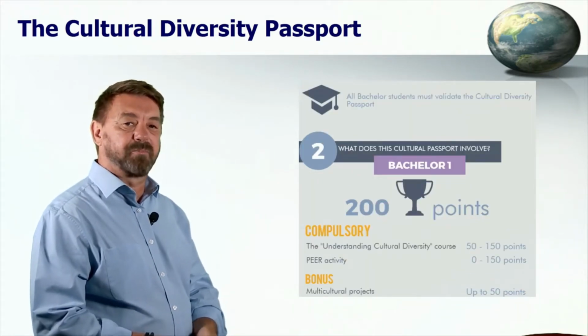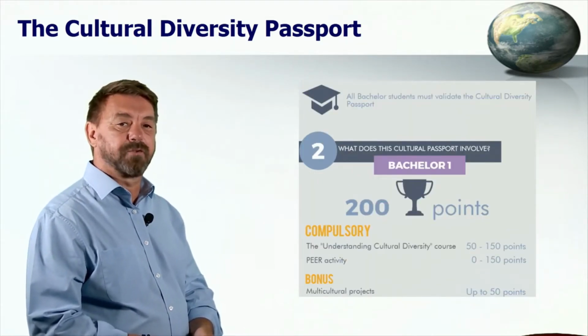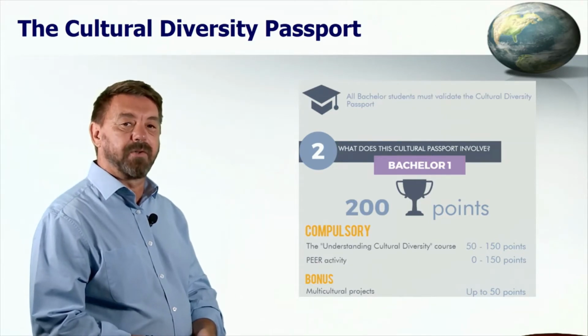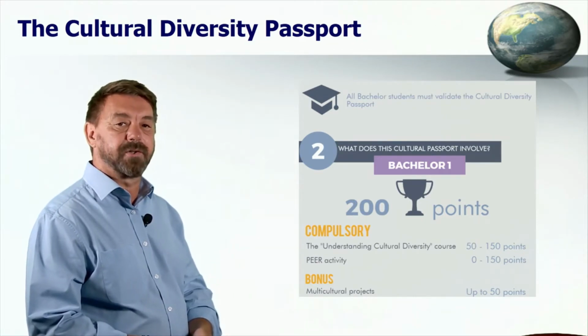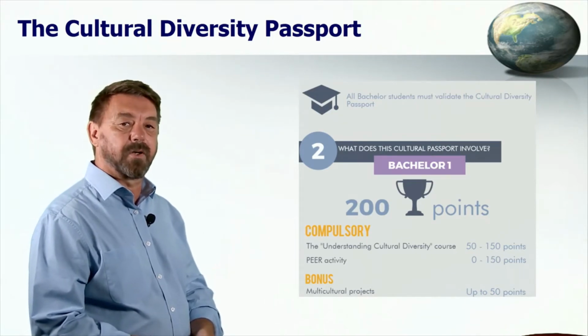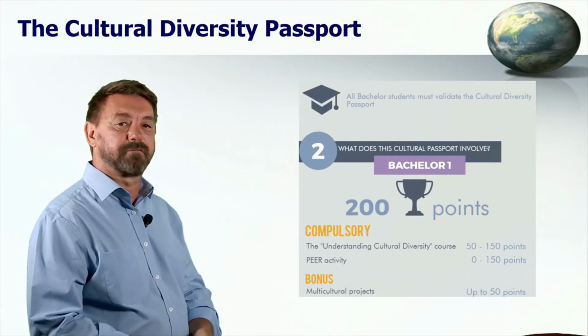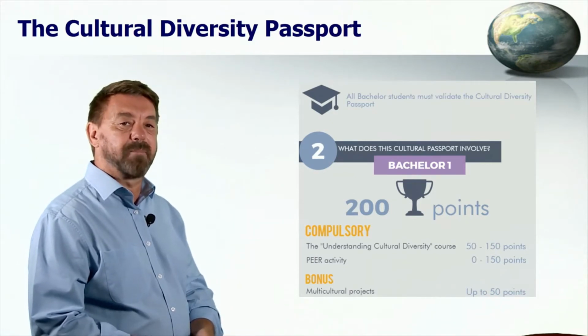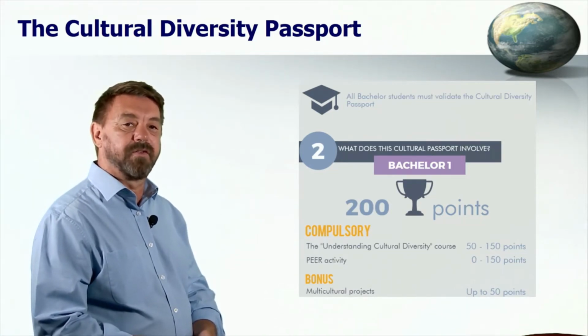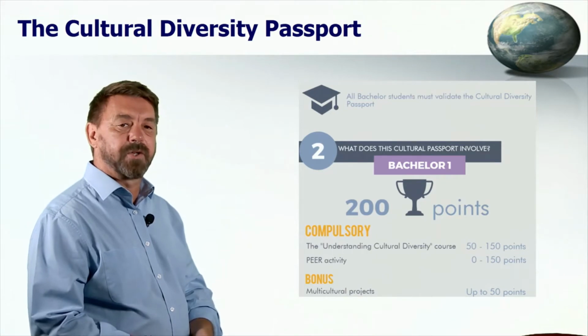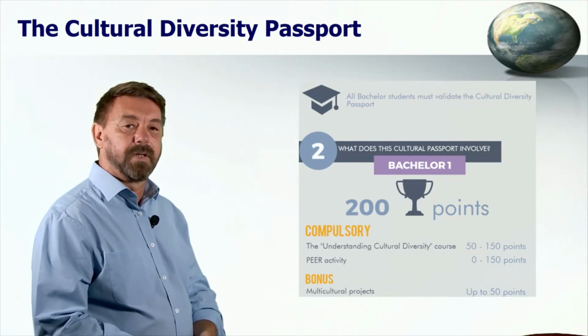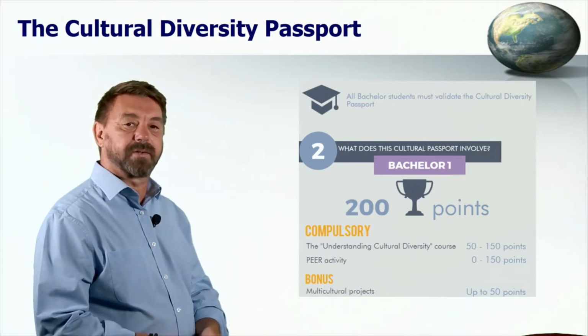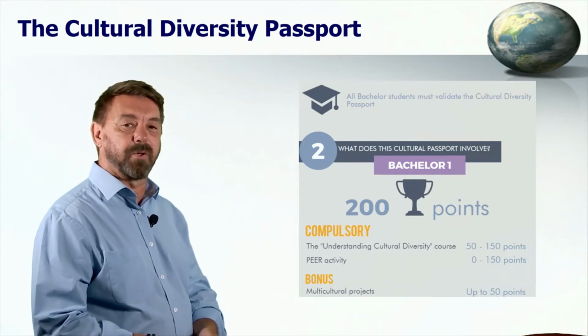To validate the Passport, you need to get a minimum of 200 points. You can get these points from the compulsory cultural diversity sessions in the responsibility seminar in the first year, or from the Dealing with Cultural Diversity class in Year 2 or 3. These allow you to get a maximum of 150 points, depending on the grade you get. There are another possible 150 points from the peer activity, which I will explain in a moment. The optional multicultural projects can bring you up to an extra 50 bonus points.